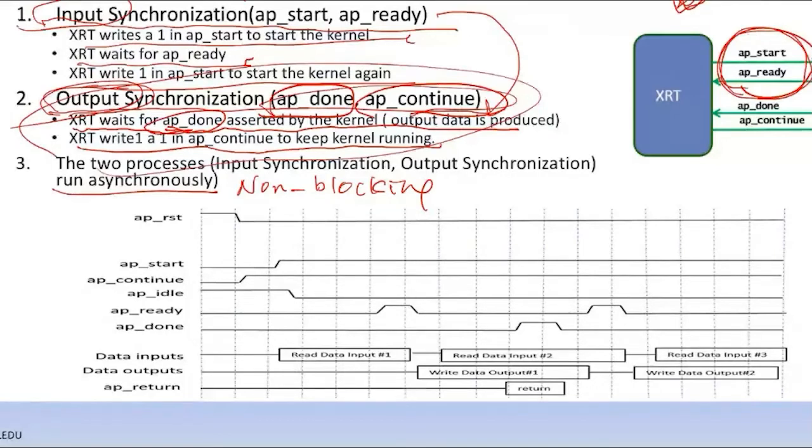Do you understand this design technique? Taking it this way, the AP continue is like an acknowledgement signal from the host to the slave, to tell the slave that the output data is well accepted. Right, that's the concept. Yeah, I get it.